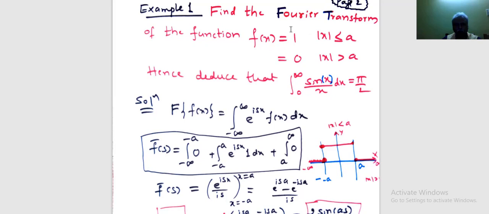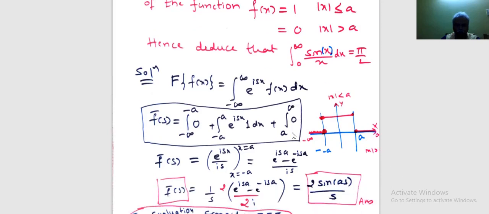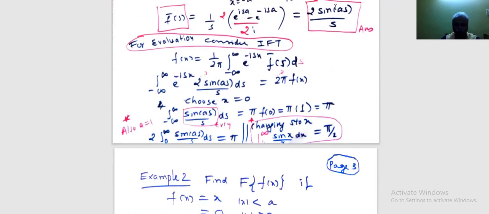This was the last example we did. Find the Fourier transform of f of x equal to 1 in the range mod x less than or equal to a, equal to 0 in the range mod x greater than a. We used the definition of Fourier transform and broke minus infinity to plus infinity according to this range. Between minus a to a it is 1 and in the remaining part it is 0. We integrated and ended with a function of s.